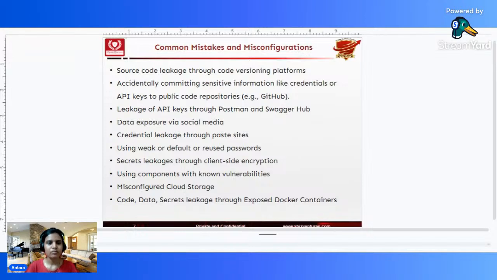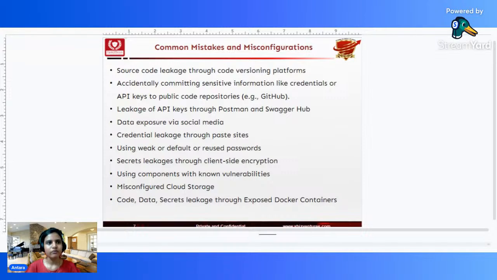Let's dive more into common mistakes and misconfigurations. There are many examples that I have seen myself of source code leakage via code versioning, when a developer sits down to develop some software or APIs. If the code repositories are restricted within an internal network, which is pretty great, that works fine.